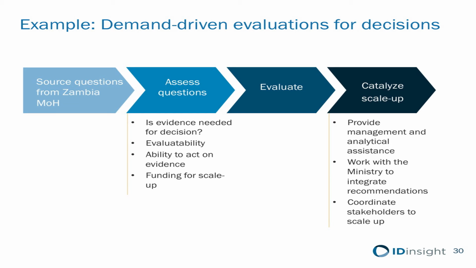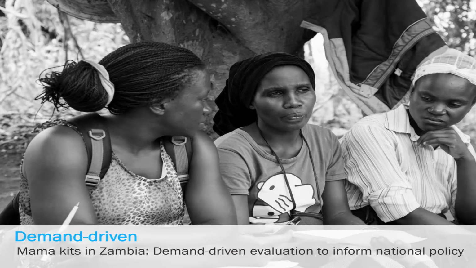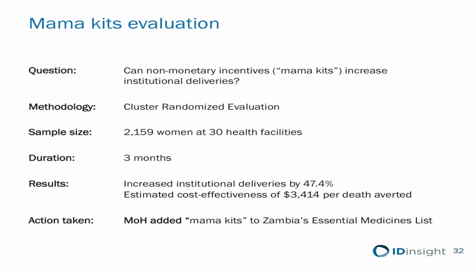So one example of the evaluation that we did was mama kits in Zambia. So the question was, in Zambia, there's very high maternal mortality rates, and we know from the knowledge-focused evaluation literature that if you get mothers to deliver in hospitals, they have a lower mortality rate. So the question was, can non-monetary incentives, called mama kits in this case, increase institutional deliveries? So we ran a cluster randomized evaluation in 30 health facilities. It took 3 months and found that it does increase institutional delivery by 47%.